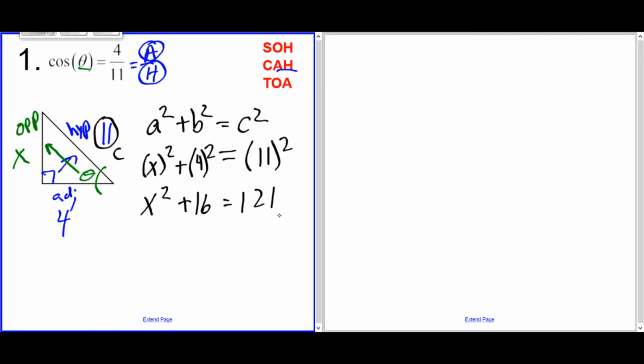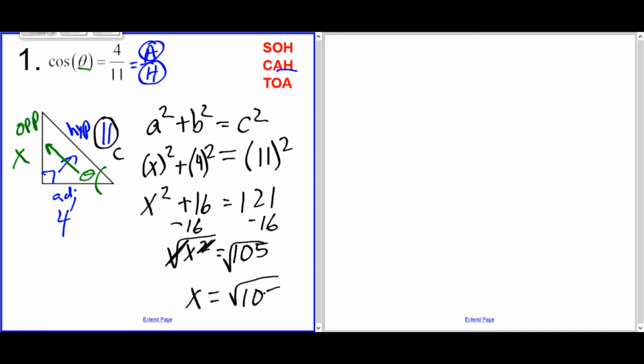Solve this for x now. Subtract 16 from both sides. So I get x squared equals 105. And then take the square root of both sides. Remember, square roots and squares cancel out. And for this problem, it's okay to leave your answer as just the positive square root, because you're never going to have a case where you have a negative side length, because we don't use negative numbers to represent length. So this will be the square root of 105. So I'm just replacing x in my triangle with square root of 105. Now I can find the remaining trig functions.